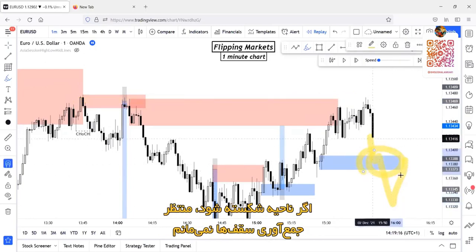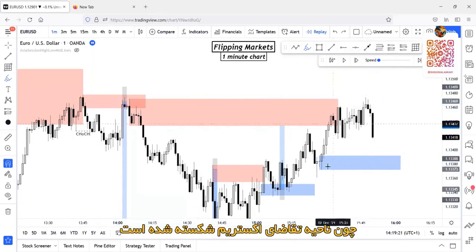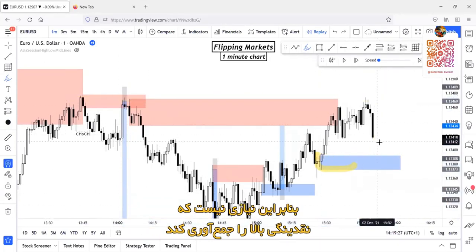If this zone breaks, I wouldn't wait for the sweep of the highs because it broke the extreme demand, so it has enough power to reverse the price to the downside, so it doesn't have to sweep the upside liquidity.